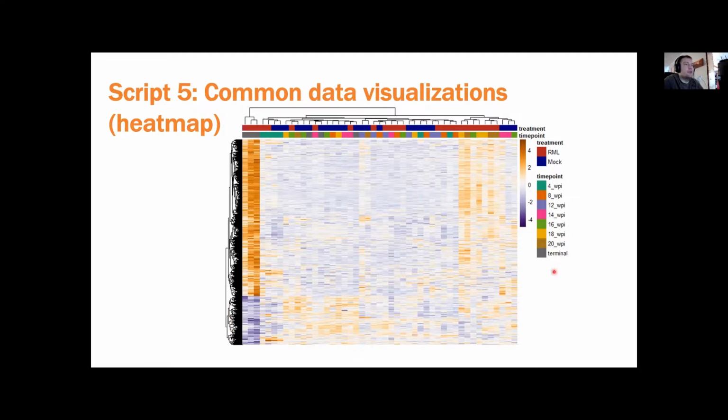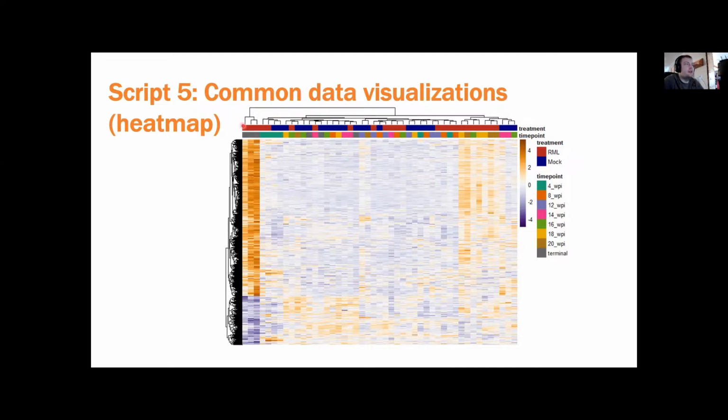So yeah, color is basically mapped to z-score, with orange being the genes that have a high abundance and purple being the genes with a low abundance. And these trees are showing clustering of the samples as well as the actual genes, and this makes it easy to visualize patterns in the gene expression data.